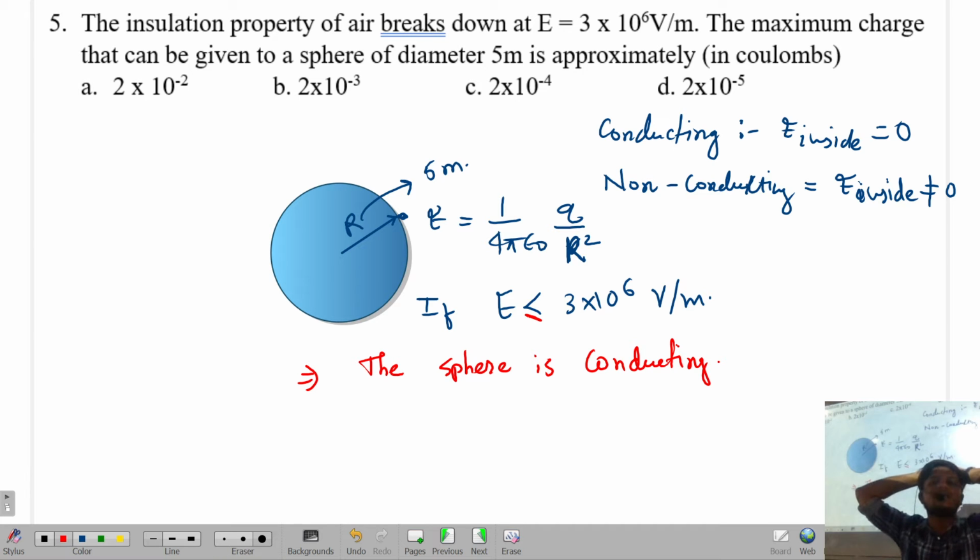What is it called? Electrostatic shielding. You haven't done it, but I'll do it. I'll give this in class. Okay. So now look over here.